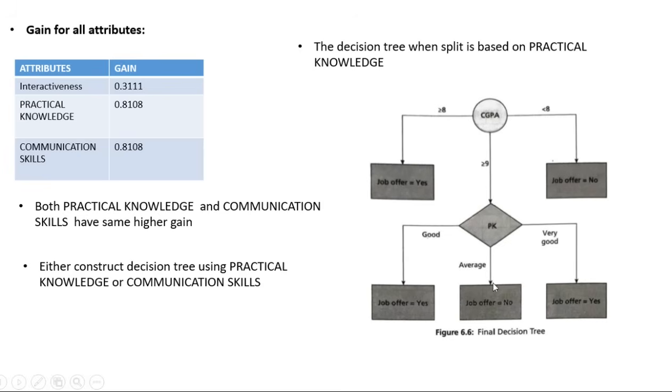So when it is good, job offer is yes. When it is average, job offer is no. When it is very good, it is yes. So this is our final decision tree. This is how we can construct the decision tree based upon the entropy information and information gain.